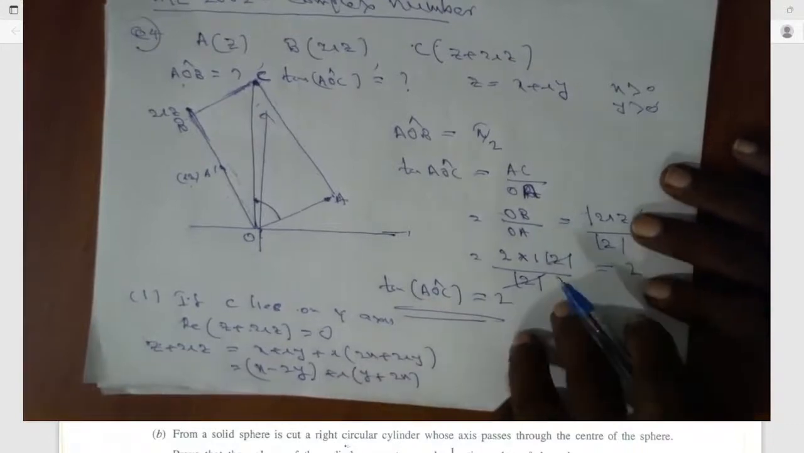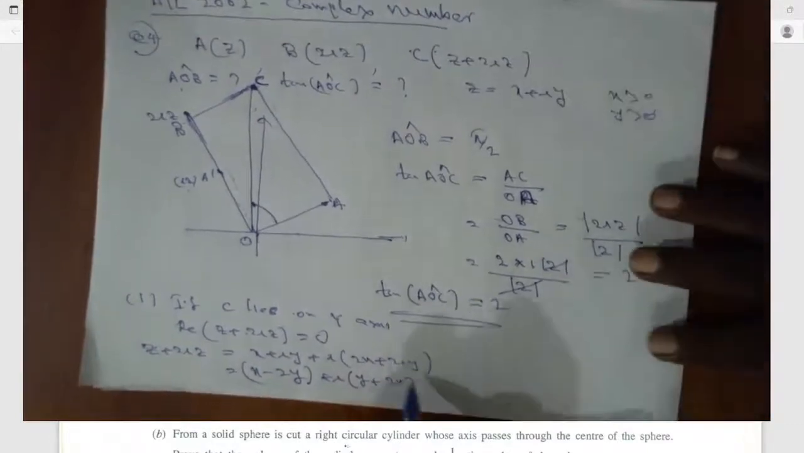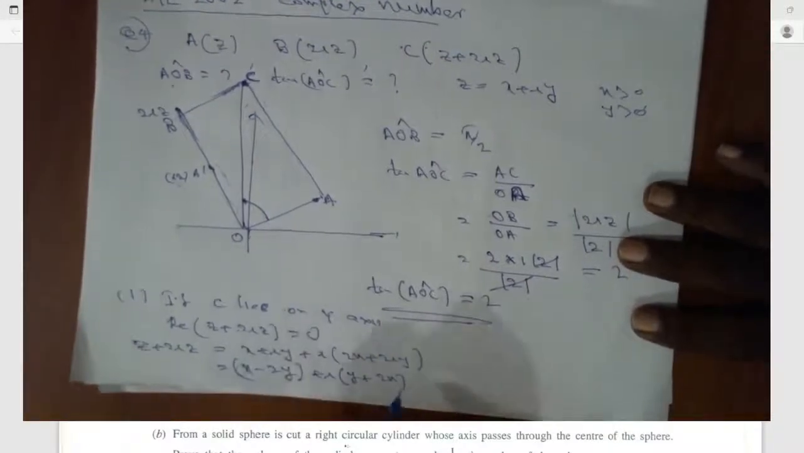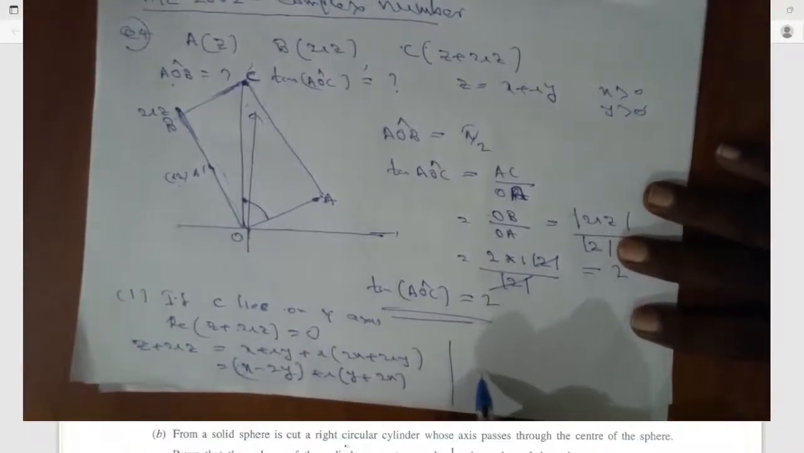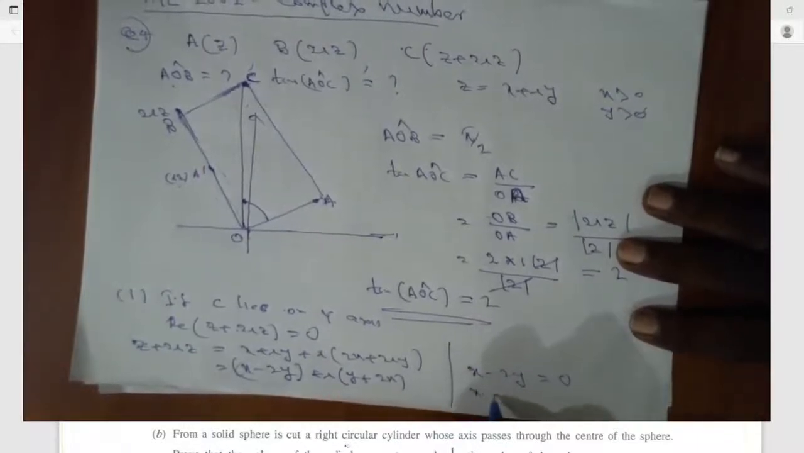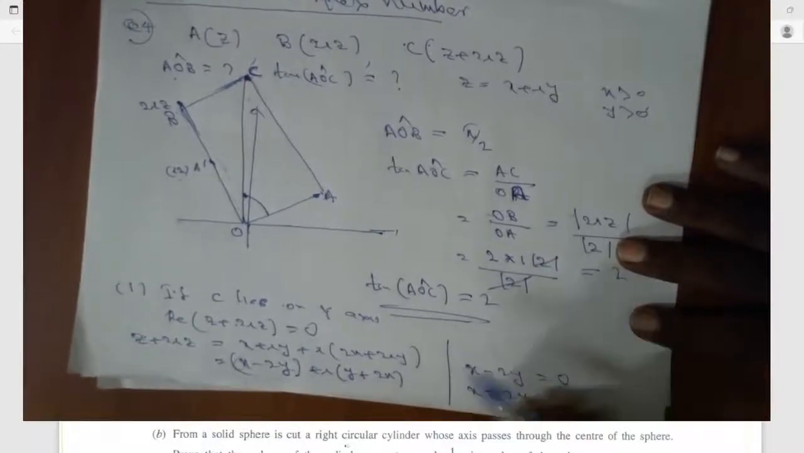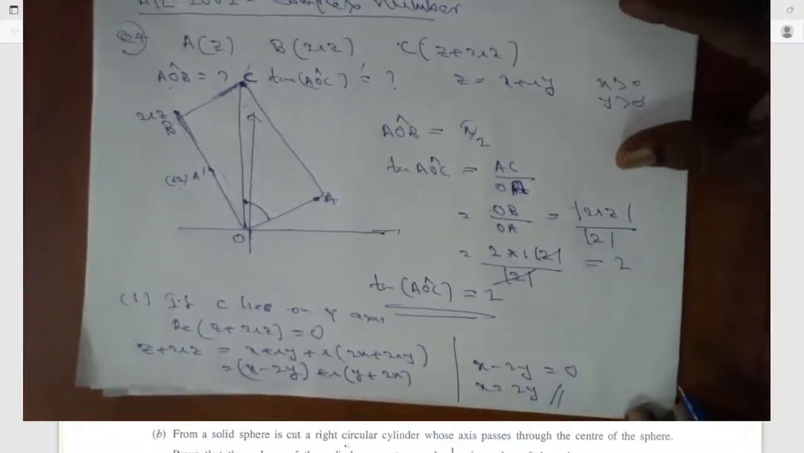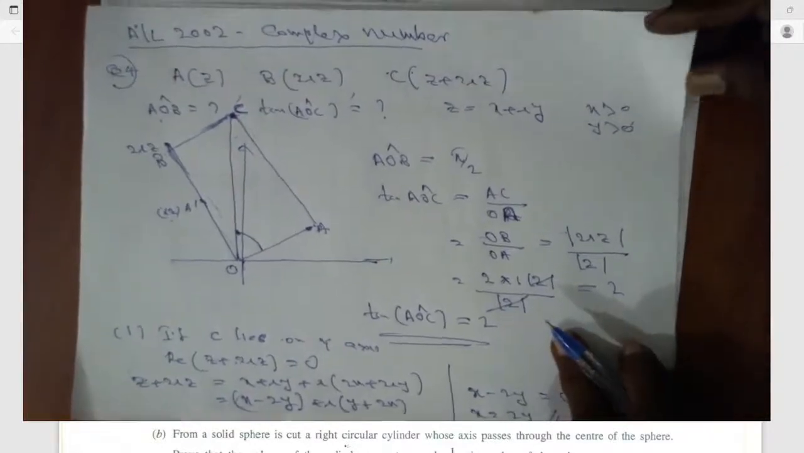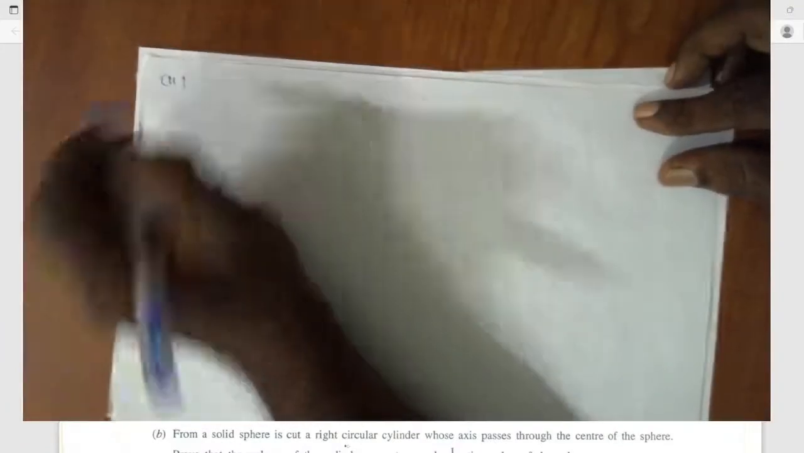The real part is x minus 2y. Then x minus 2y equals 0, that is x equals 2y. So this is the relationship between x and y, right? What is the second part?